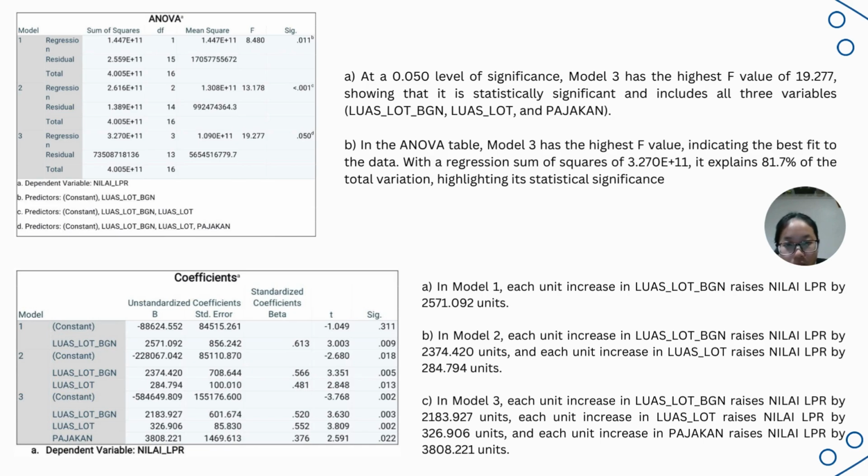Next, coefficients. In model 1, each unit increase in luas lot bangunan raises nilai LPR by 2571.092 units. In model 2, each unit increase in luas lot bangunan raises nilai LPR by 2974.420 units, and each unit increase in luas lot raises nilai LPR by 284.794 units. In model 3, each unit increase in luas lot bangunan raises nilai LPR by 2183.927 units, each unit increase in luas lot raises nilai LPR by 326.91906 units, and each unit increase in pajakan raises nilai LPR by 3808.221 units.